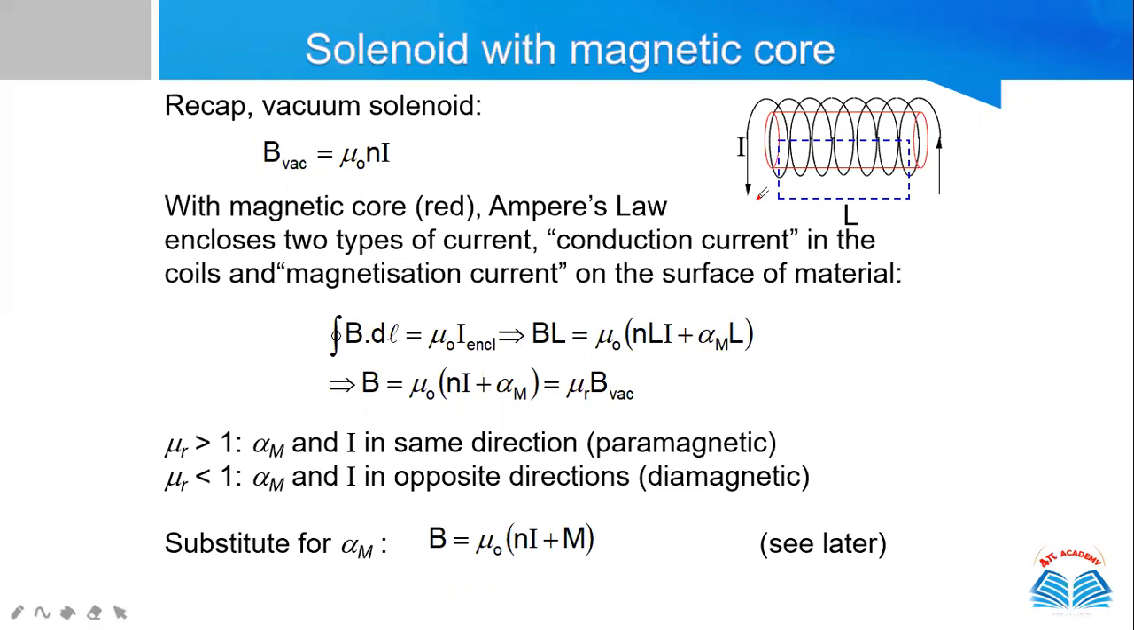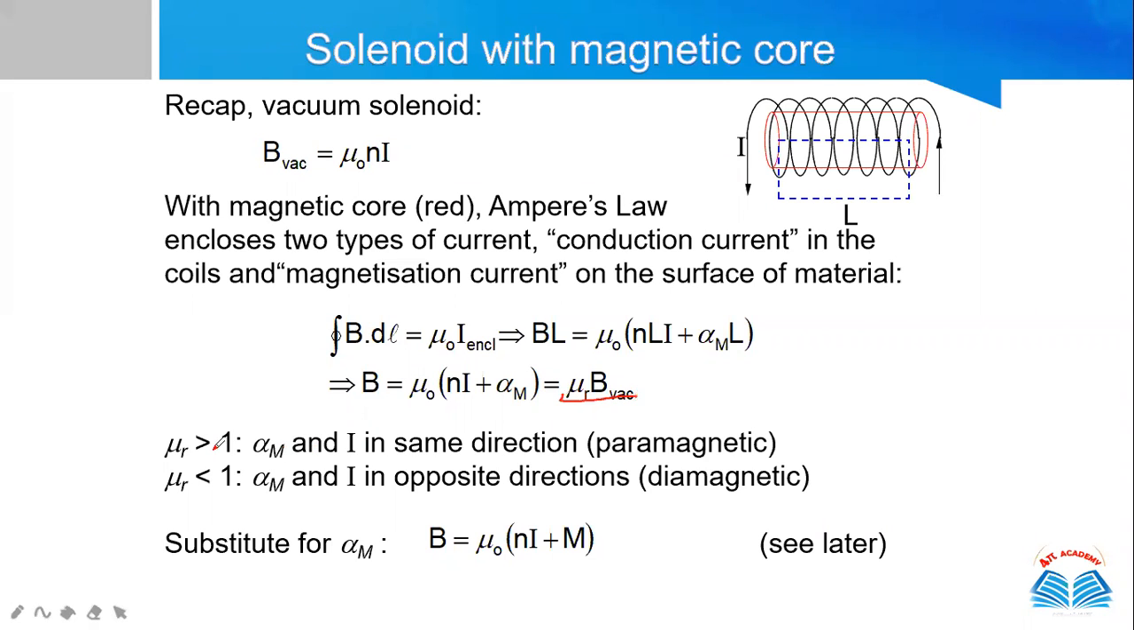The magnetic field now will possess two types of current. The first one is conduction current, we know this I, and the second one is magnetization current, by which the magnetization is happening. So now this I will be mu naught and L i into alpha M L. What is this L? L is the length of your solenoid, the conventional length of your solenoid. So basically, B will become mu naught N i plus alpha M. And we can write it as this one also.